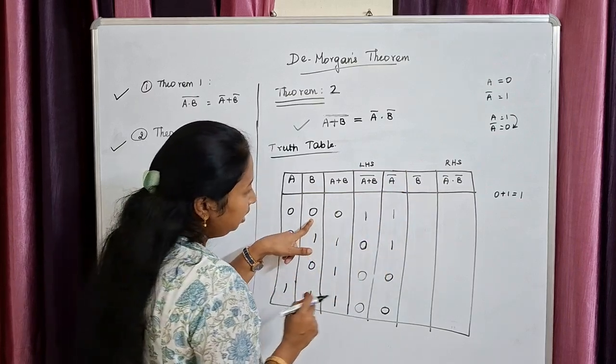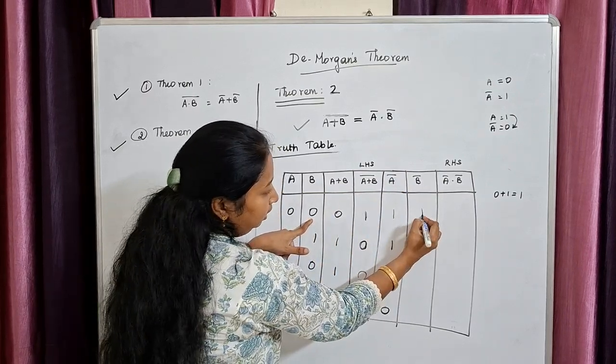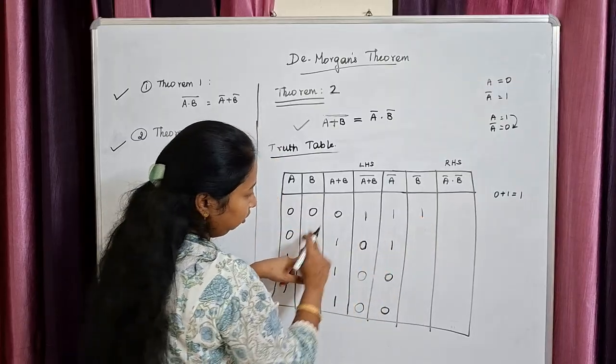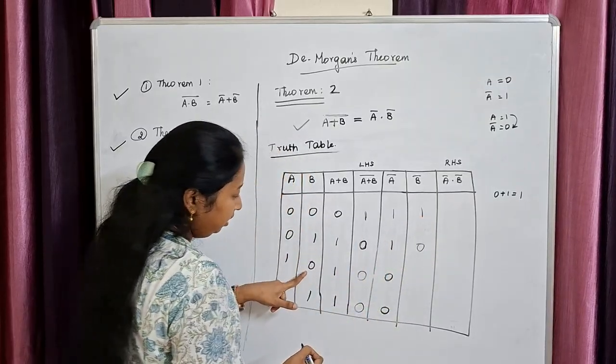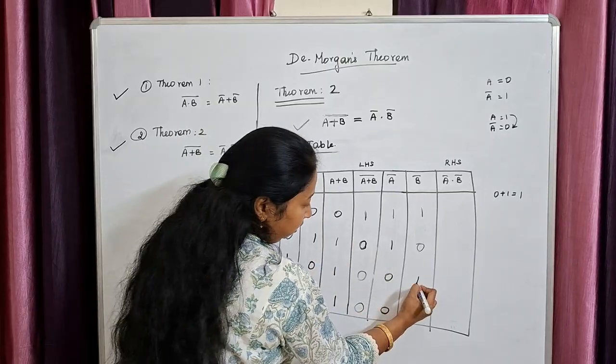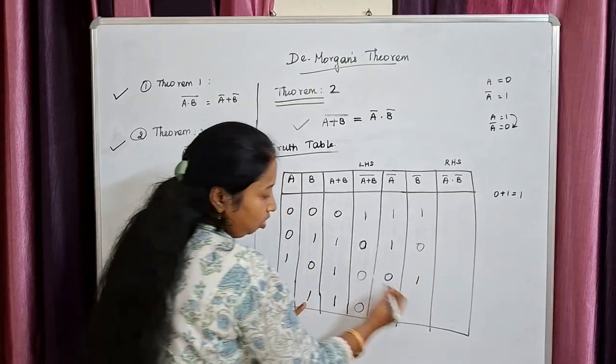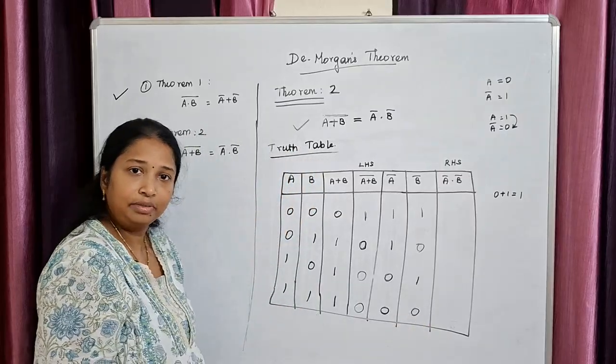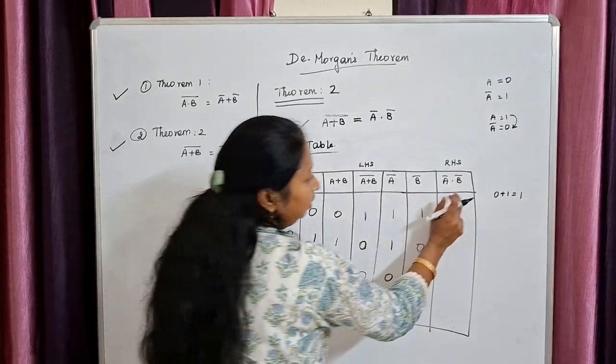Fine. Here it is 0, so the complement of 0 is 1. Here it is 1, so the complement of 1 is 0. Here it is 0, the complement of 0 is 1. Here it is 1, the complement of 1 is 0. Is that clear?